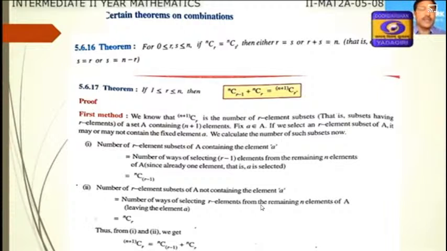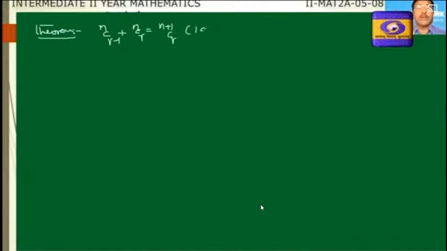Now let us prove this like this. Now the statement is NCR minus 1 plus NCR is equal to n plus 1 CR, where 1 less than or equal to R less than or equal to n.